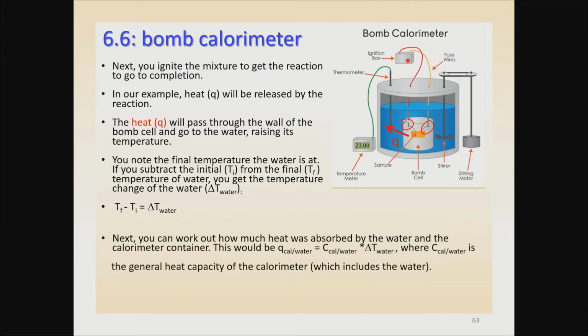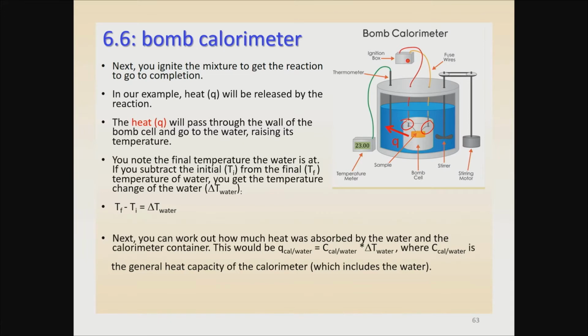To figure out how much heat was absorbed by the water, we make a calculation that is based not only on the water absorbing heat, but also the whole calorimeter along with the water absorbing heat. Now, most of the heat will be absorbed by the water, but a little bit of the heat produced by the reaction will be absorbed by the calorimeter housing.